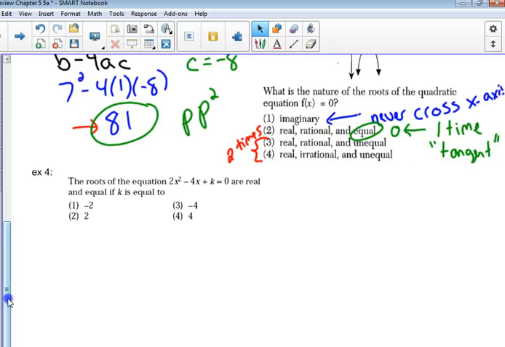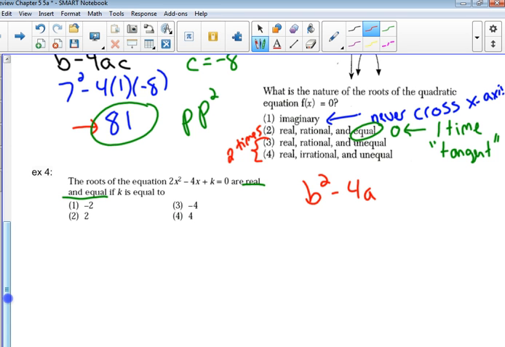Okay, this one is a hard way it would come up. So I'll take a second, look through it. Are real and equal if k equals something. Alright, so you got keywords here. Real and equal. Andrew, what do you think about those? I chose just 2. How'd you do it? I did my discriminant. And then I just plugged in different things. Oh, okay, so you did guess and check.